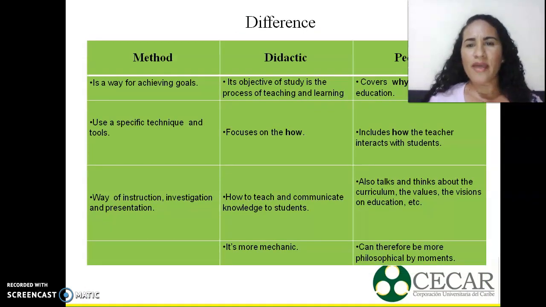Difference between method, didactic, and pedagogy. Method is a way for achieving goals. It uses a specific technique and tool, a way of instruction, investigation, and presentation.